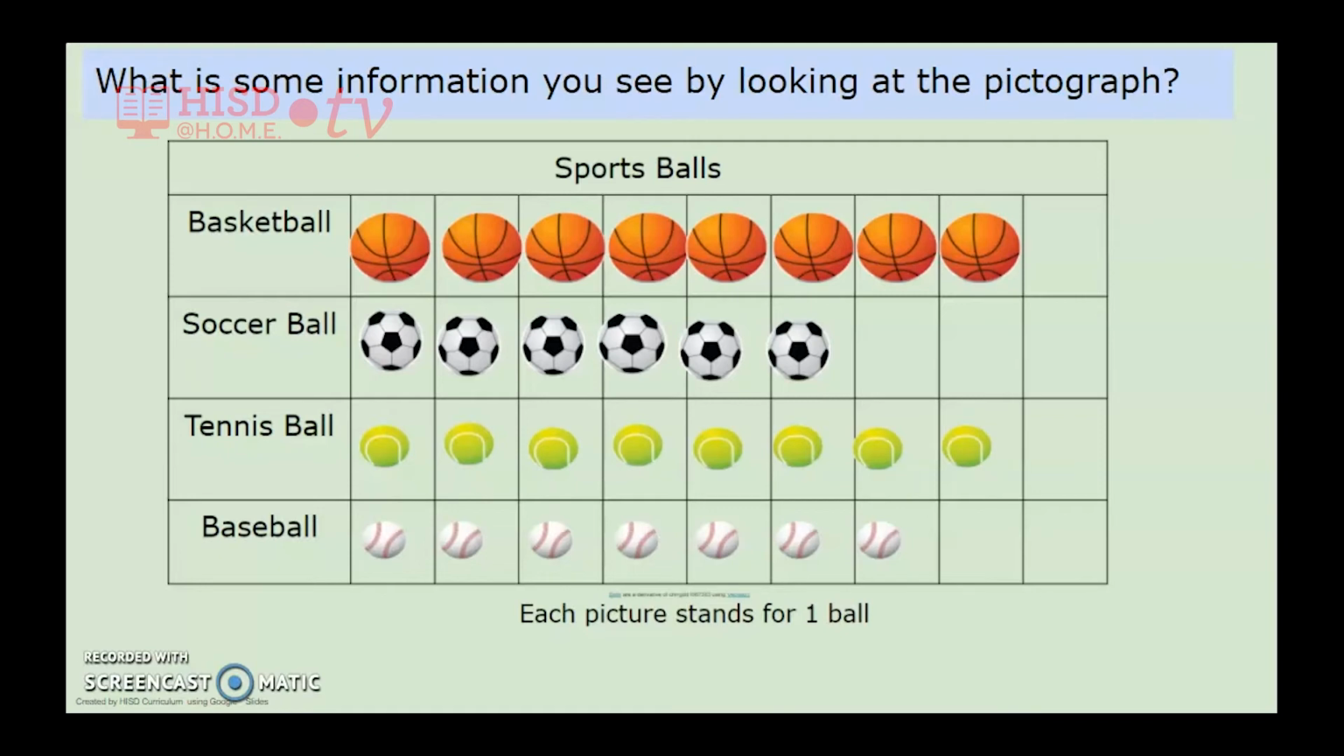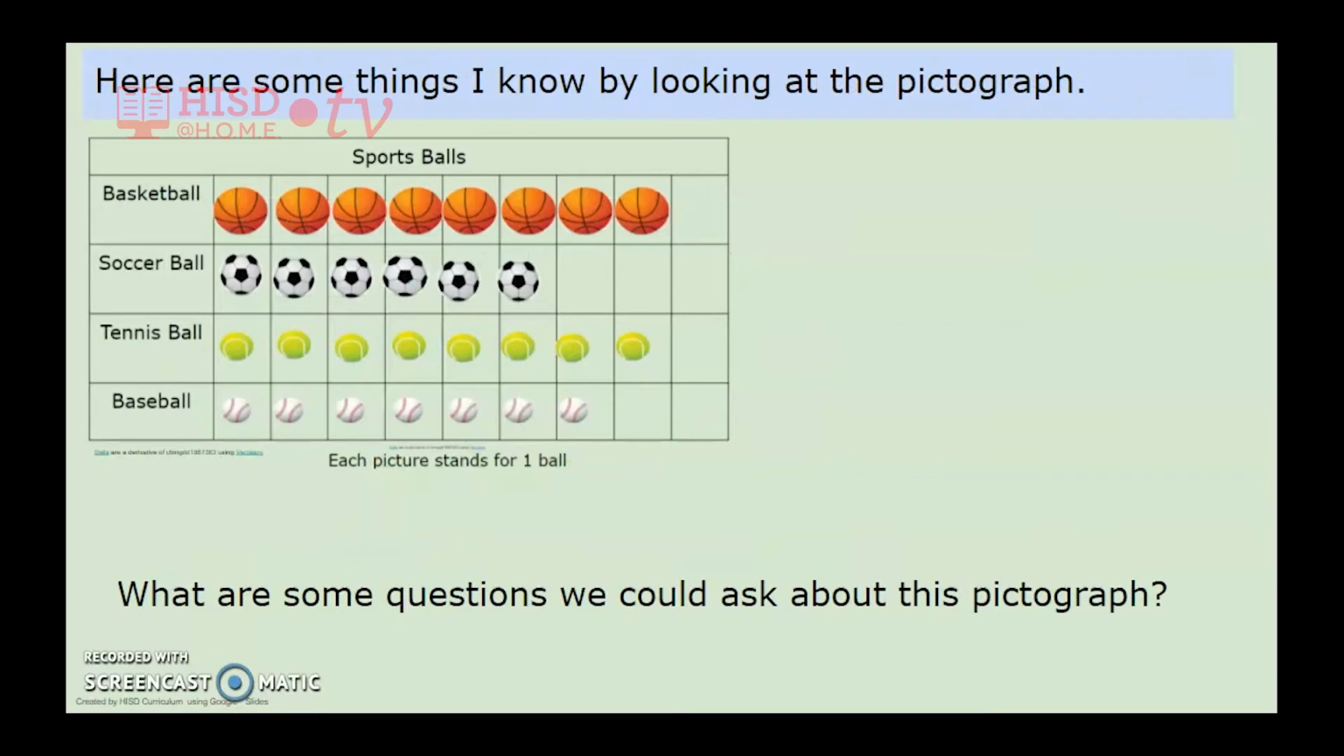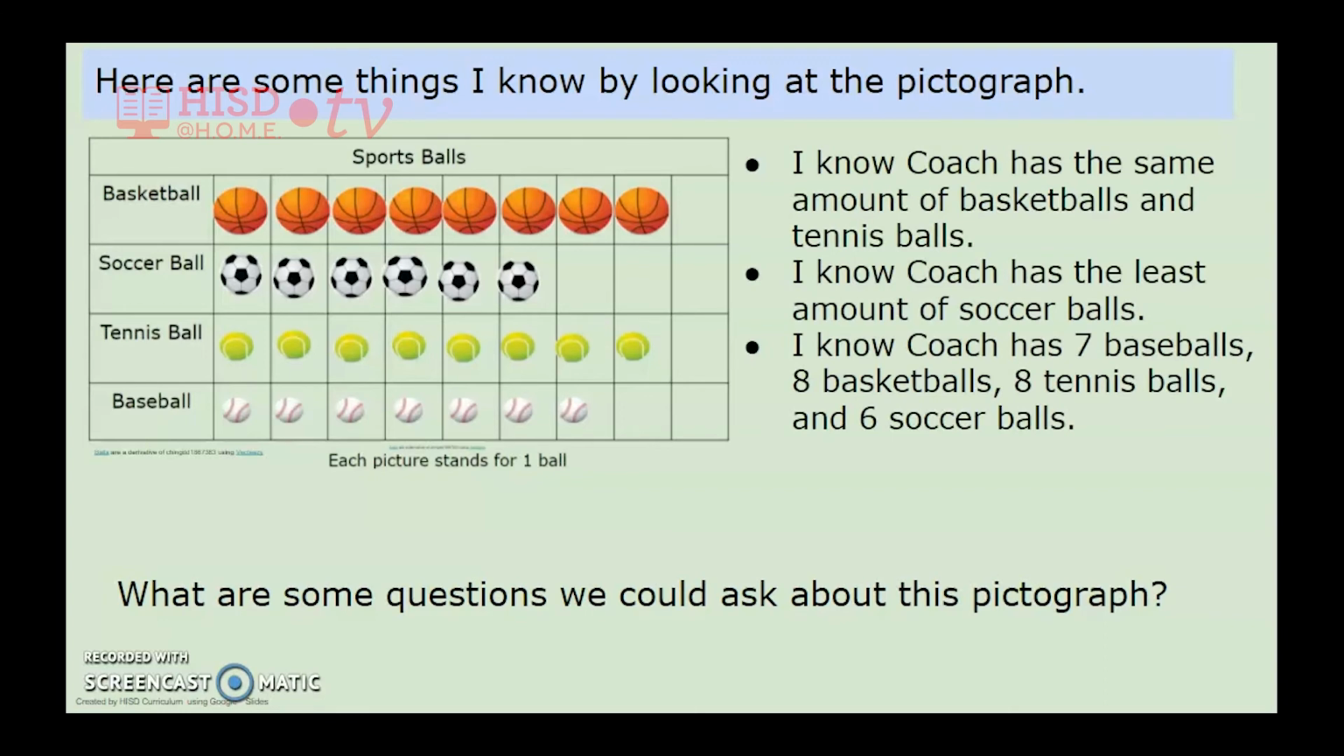What is some information you see by looking at the pictograph? I'm going to give you about 30 seconds. Here's some things I noticed by looking at the pictograph. I know Coach has the same amount of basketballs and tennis balls. I know Coach has the least amount of soccer balls. I know Coach has 7 baseballs, 8 basketballs, 8 tennis balls, and 6 soccer balls.